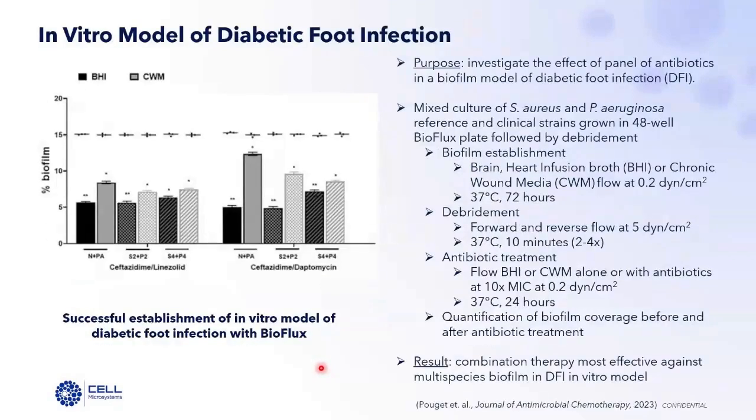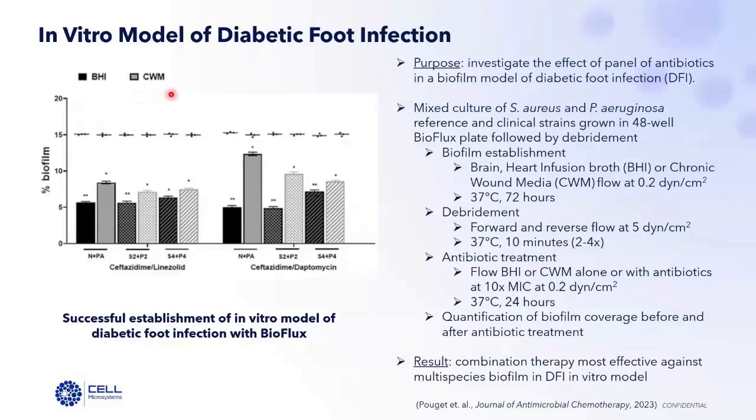In the following study, we see how the BioFlux was used to develop an in vitro model of diabetic foot infections and one of its most common treatments, debridement. A mixed culture of reference and clinical strains of Staphylococcus aureus and Pseudomonas aeruginosa was introduced in the microfluidic channels of 48-well BioFlux plates at a flow rate of 0.2 dynes per centimeter squared with either brain-heart infusion broth, the control condition, or chronic wound media, which contains three major constituents of the chronic wound bed. It contains red blood cells, serum, and damaged tissues. The biofilm was established over a period of 72 hours at 37 degrees Celsius.